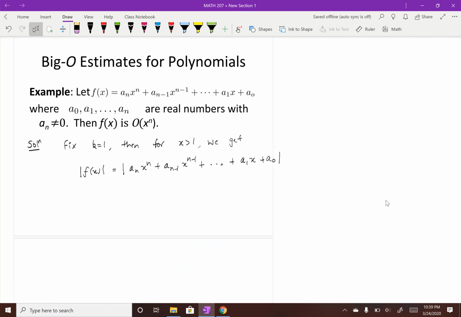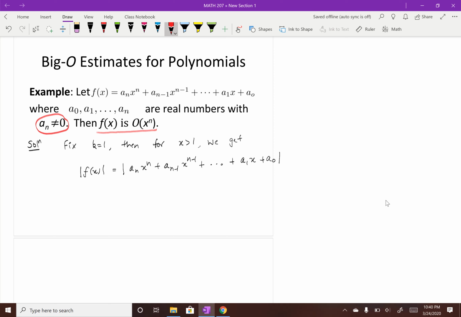In this example, we have to prove the big O estimates for the polynomial of degree n. So let f of x be a polynomial of degree n, where f of x is written as a0 plus a1x plus a2x square all the way up to an x to the power n, where an is not equal to 0. This indicates a polynomial of degree exactly n. Then can you prove that f of x is big O of x to the n? And in writing the proof of this example, we can use our first method.